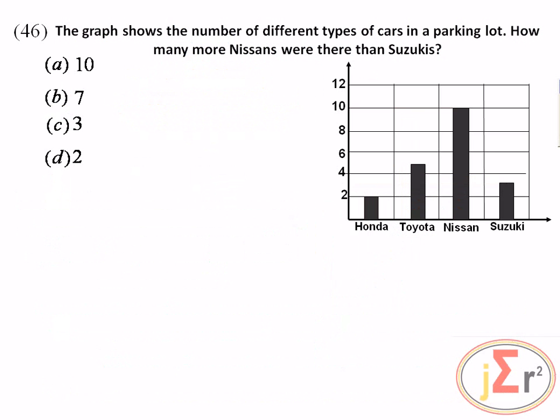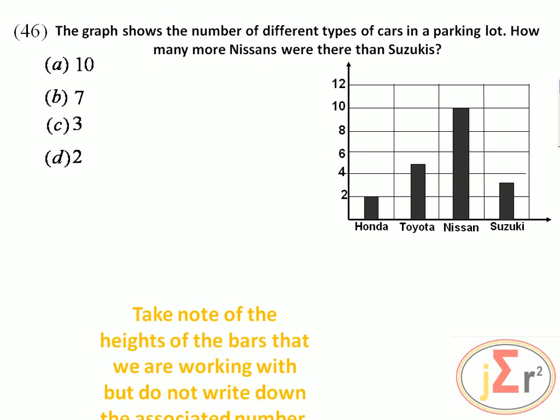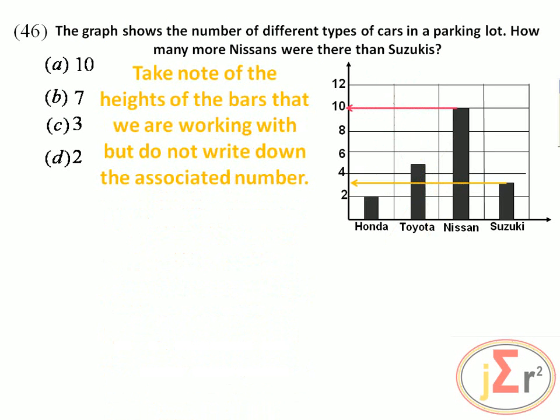The graph shows the number of different types of cars in a parking lot. How many more Nissans were there than Suzukis? It's the same problem. Take note of the heights of the bars that we are working with, but do not write down the number associated with each one. Take note of the height of the bars.